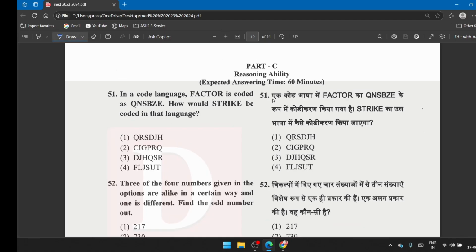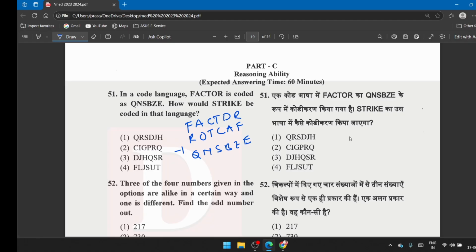What happens here? What is actually done here? Factor is coded like this: FACTOR. If you write it in reverse, what happens? ROECAF. If we match it with this, what happens? QNSBZE. Now look, PQR, that is from Q to R, we need +1, or from R to Q we need -1. Clear?